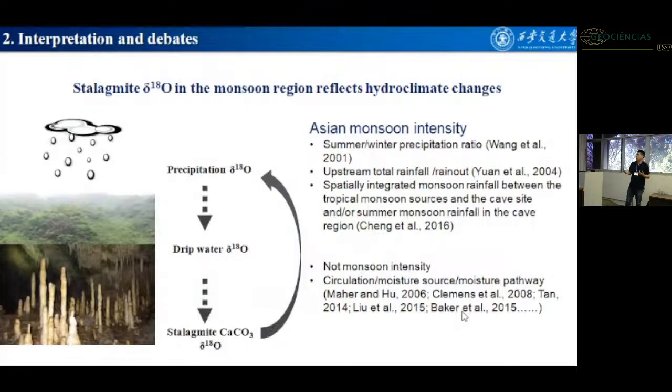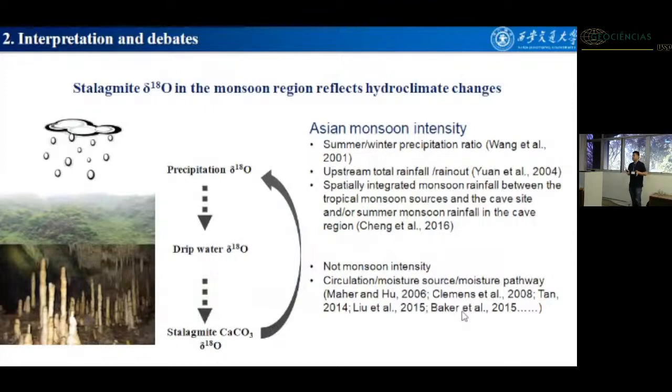Another view is upstream total rainfall, called the rain-out amount, proposed by Yuan in 2004. There is also the spatially integrated monsoon rainfall between the tropical monsoon sources and the cave site, and all the summer monsoon rainfall in the cave region. Haiwei proposed this in 2016.